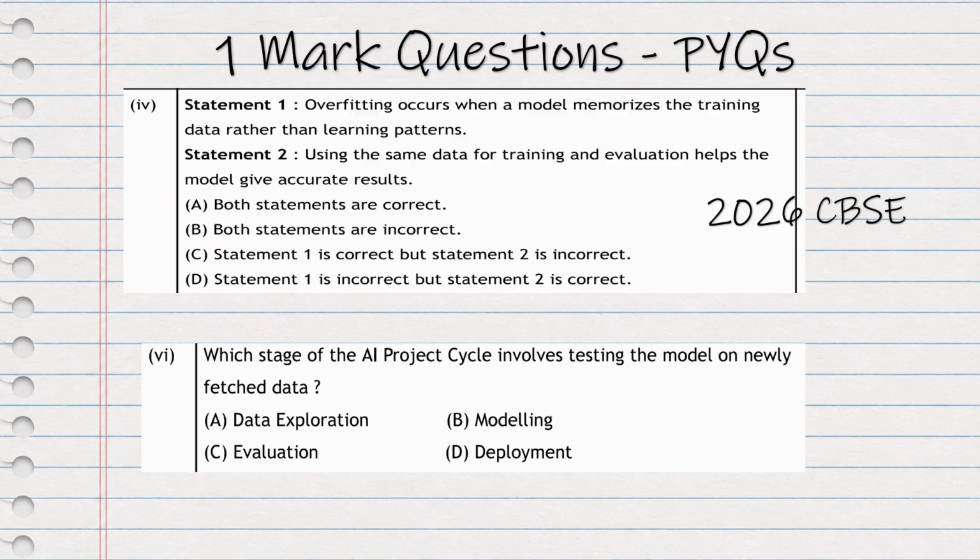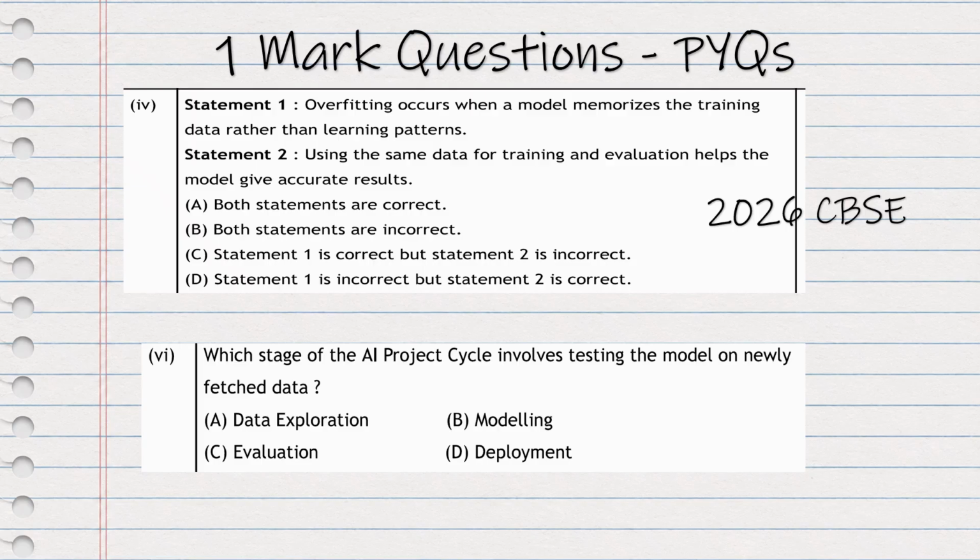इसमें 1 mark question है 2026 current year CBSE paper का. Statement 1 is overfitting occurs when a model memorizes the training data rather than learning patterns. बिल्कुल ठीक बात है कि हम टेस्टिंग भी उसी से कर रहे हैं जिस डेटा से हमने ट्रेनिंग दी है, तो हमारा मॉडल जो है वो हमेशा मोस्ट ऑफ द टाइम एक्यूरेट रिजल्ट देगा. तो इस कंडीशन को ओवरफिटिंग कहते हैं. हमने इससे पहले वाली वीडियो में ये देखा था.